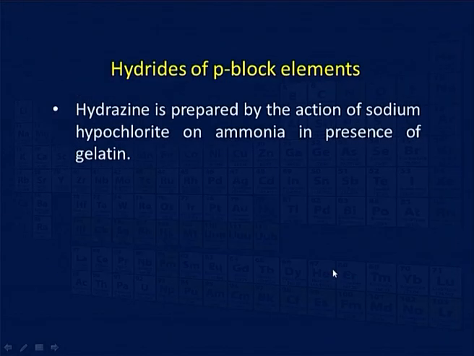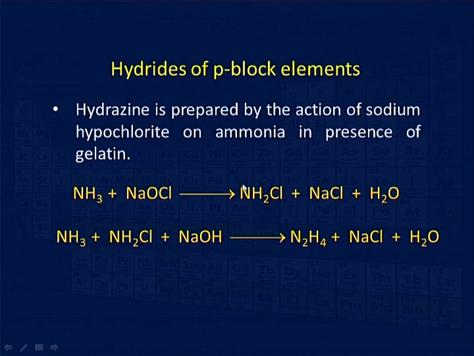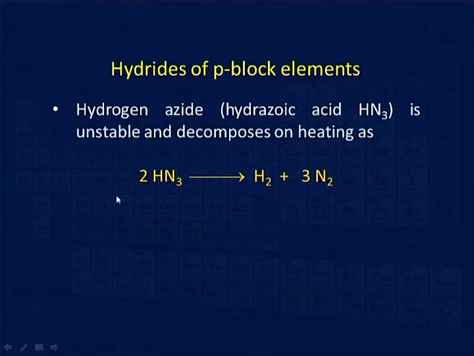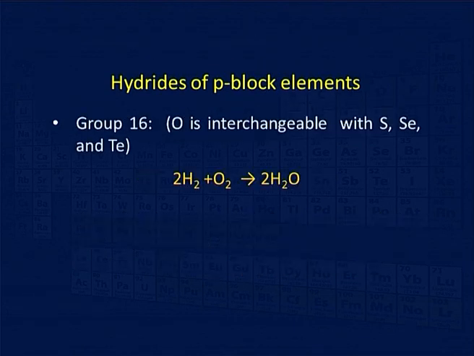Hydrazine is prepared by the action of sodium hypochlorite on ammonia in the presence of gelatin. This is sodium hypochlorite which reacts with ammonia in the presence of gelatin. Then this NH2Cl reacts again with sodium hydroxide and forms N2H4, dinitrogen tetrahydride. Hydrogen azide, or hydrazoic acid HN3, is unstable and decomposes on heating. This is the decomposition reaction, where it decomposes into its constituents, hydrogen and nitrogen. It is slightly more stable in aqueous solution and behaves as a weak acid, forming salts known as azides, such as sodium azide, NaN3.